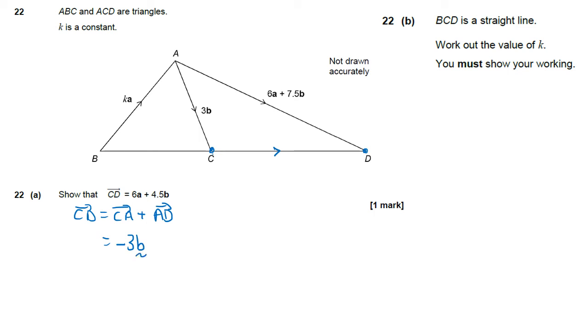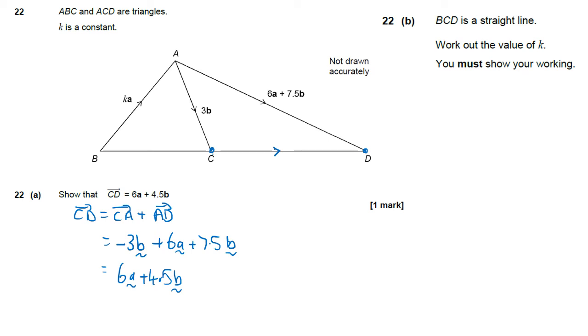And then A to D is 6a plus 7.5b. And what we do is we just combine the A parts together, combine the B parts together. So the A parts, I've got 6A, that's all I've got, and then I've got 7.5 minus 3 is 4.5. Okay, and there's the answer that I'm looking for.